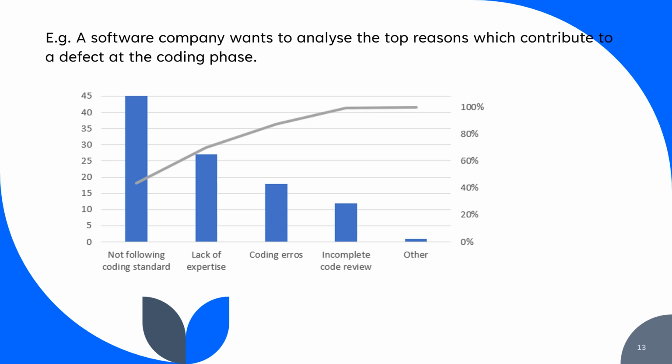Creating the frequency histogram on the left-hand side and the cumulative percentage on the other side, you can see that that's our Pareto chart. And you can see the 80% mark shows that those first two actually fall into that. So if they were to focus on not following code standards and lack of expertise, they would actually solve most of their problems.